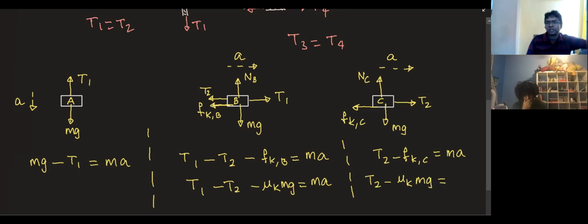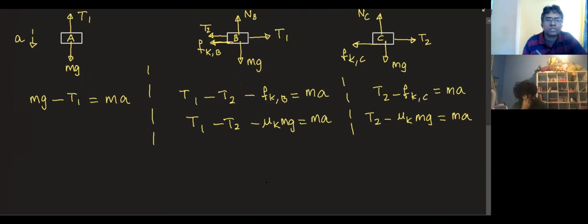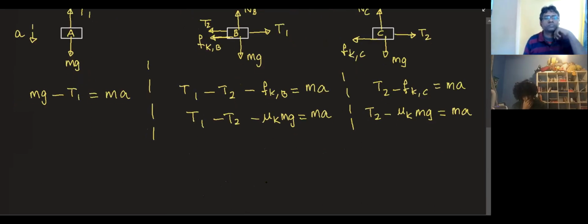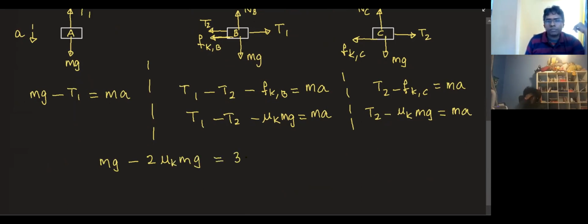Now what can we do here? If I add these three equations, can you see T1 and T2 cancelling? Okay, so if I add all of them, I can write mg minus 2 mu k mg. On the right hand side, I have 3 ma. So the acceleration will be g into (1 minus 2 mu k) by 3. This is what you have?